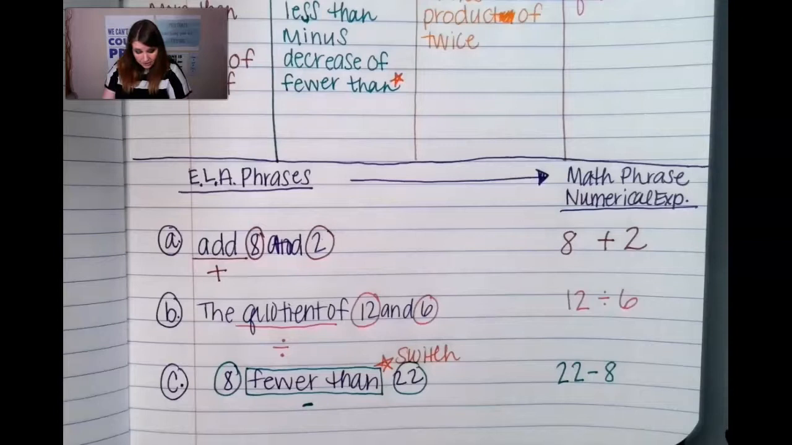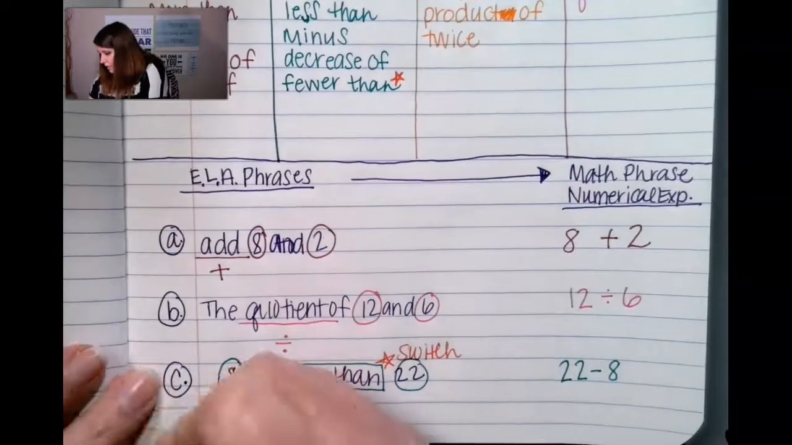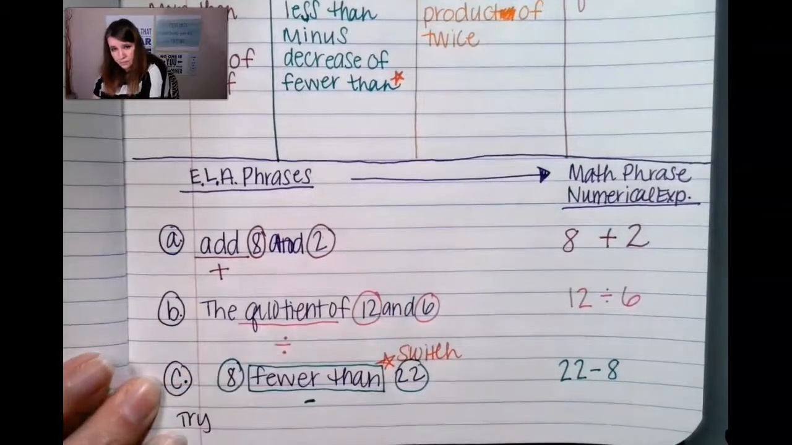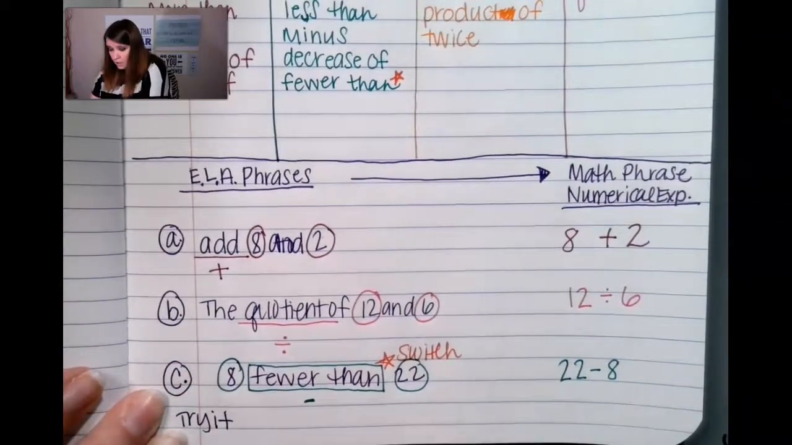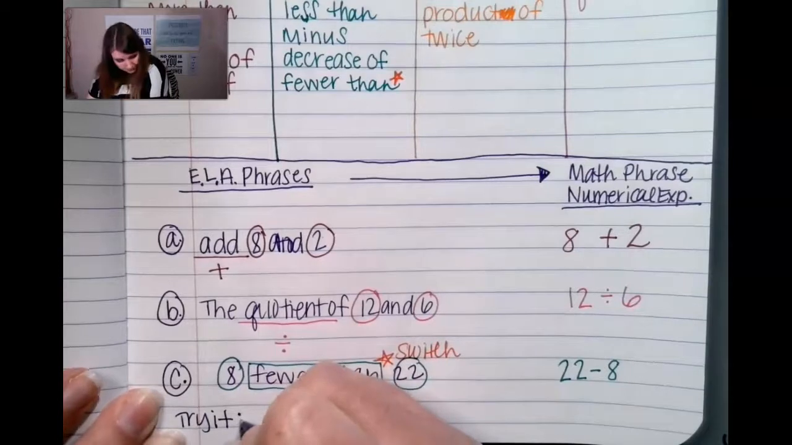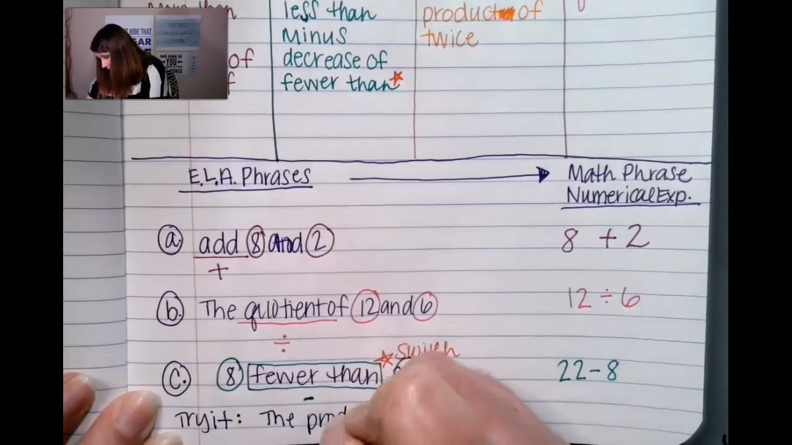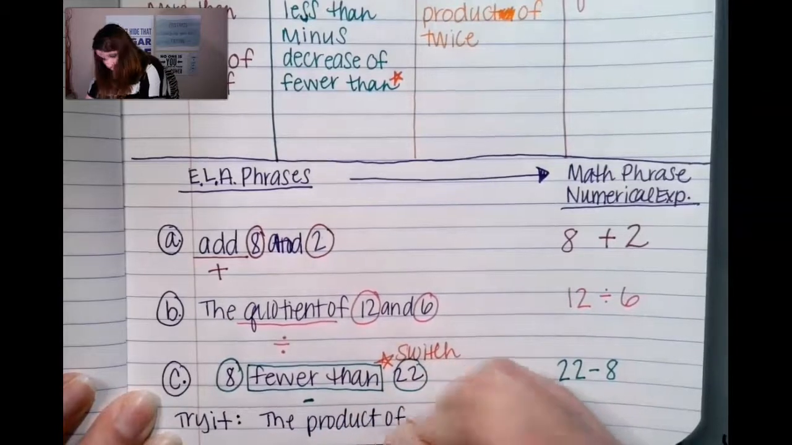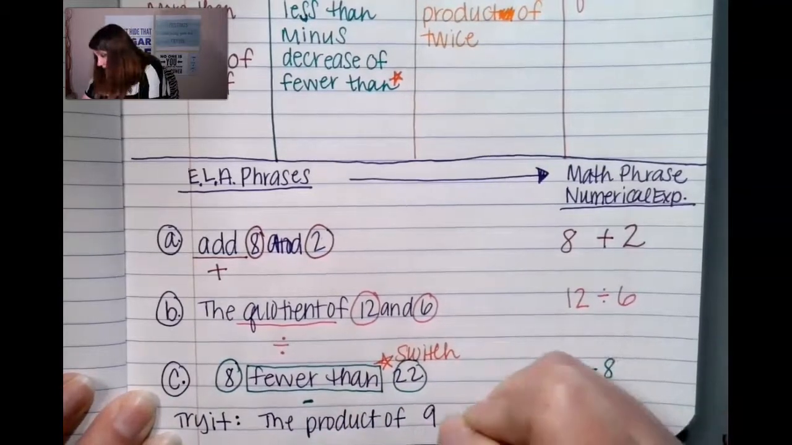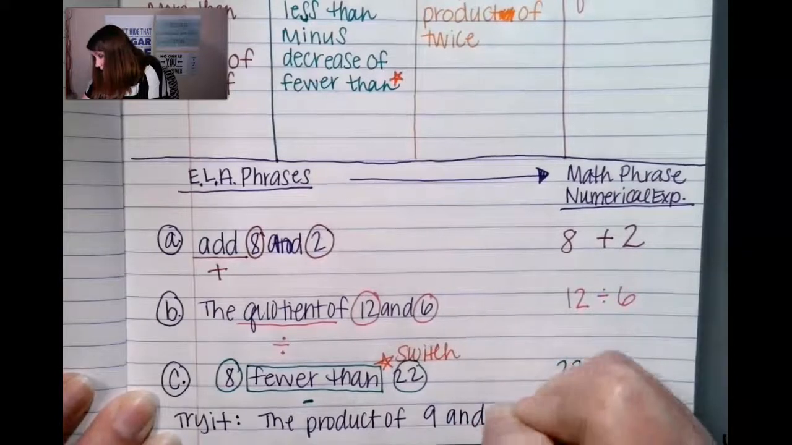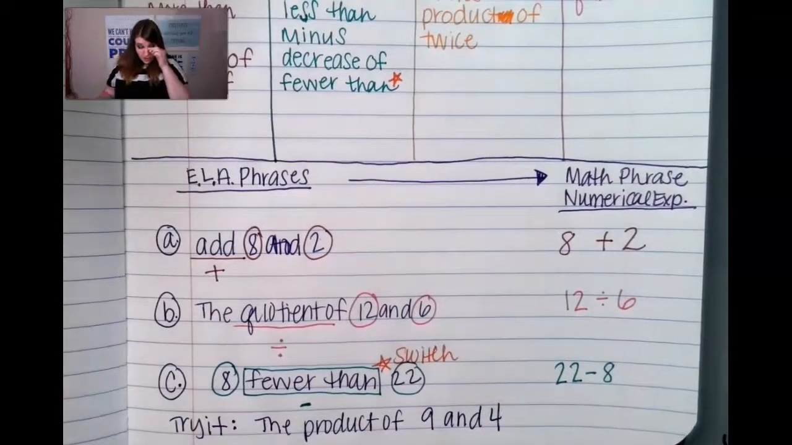Okay, now it's time for you to do a try it. I want you to do a try it. So your try it says the product of 9 and 4. The product of 9 and 4. Okay, hit pause so that you don't hear me solving this. And then when you are ready, hit play.